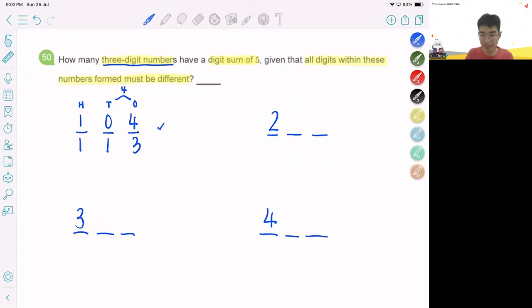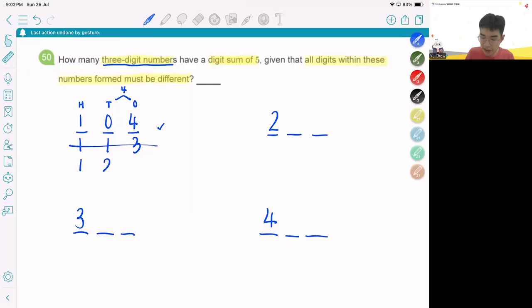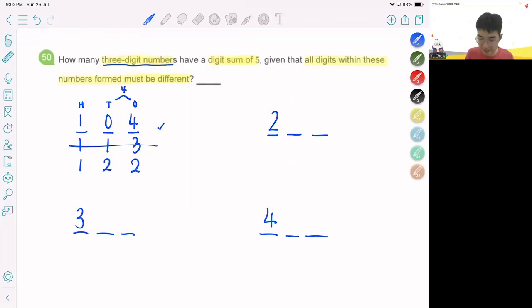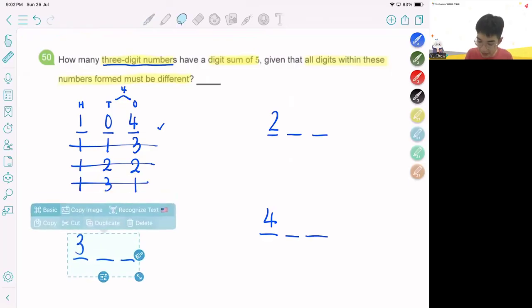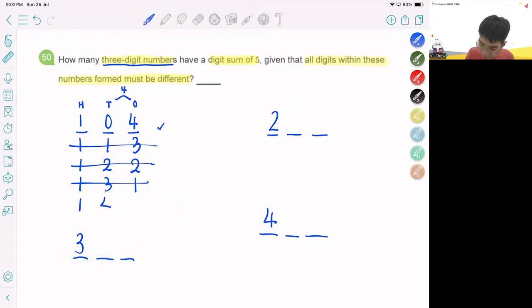113, but there's a repeat, right? So we cannot consider this. 1, 2, 2, the 2 also repeats, cannot. 1, 3, 1, again your 1 and 1 repeat, cannot. And finally, 1, 4, 0, aha, there are no repeated digits. So there are 2 3-digit numbers currently.